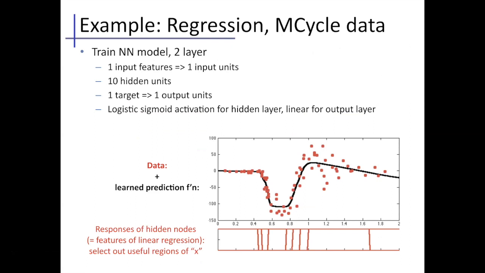All right, let me show you an example. This is a relatively simple regression example. It's called the mcycle data set, a motorcycle accident test data set. Essentially, what we are trying to measure here is the y-axis, the acceleration of the head, the helmet, and the x-axis is the time after impact.